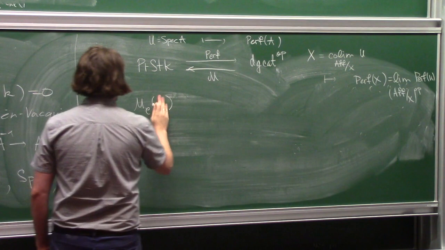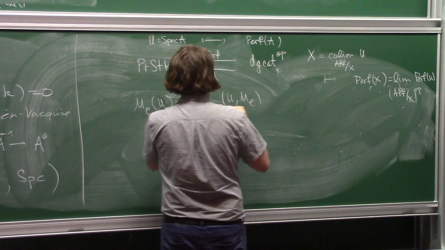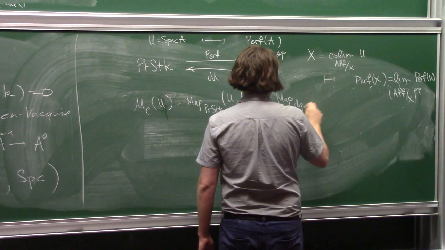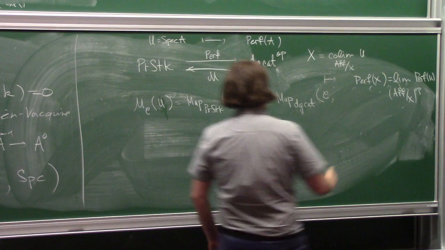So that's going to be maps of prestacks from U into this moduli space. And since this is a right adjoint, this is going to be maps in small DG categories. So remember, there was an op here. So if I want to get rid of the op, the order is going to have to change. So it's just going to be functors from the small DG category C to perfect complexes on U.